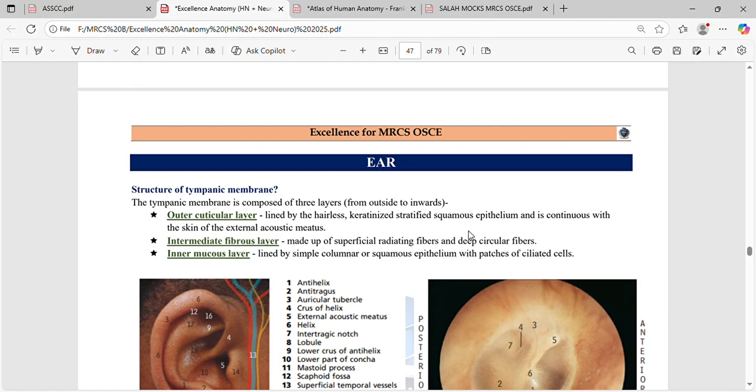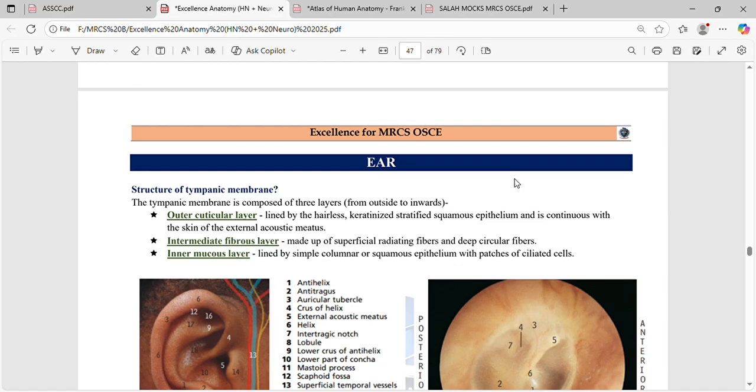The outer cuticle layer is lined by hairless keratinized stratified squamous epithelium and is continuous with the skin of the external acoustic meatus. Then the intermediate fibrous layer is made up of superficial radiating fibers and deep circular fibers, and then we have the inner mucous layer. As it goes inward into the middle ear cavity, it becomes mucous because the inner cavity is lined by the mucous membrane.